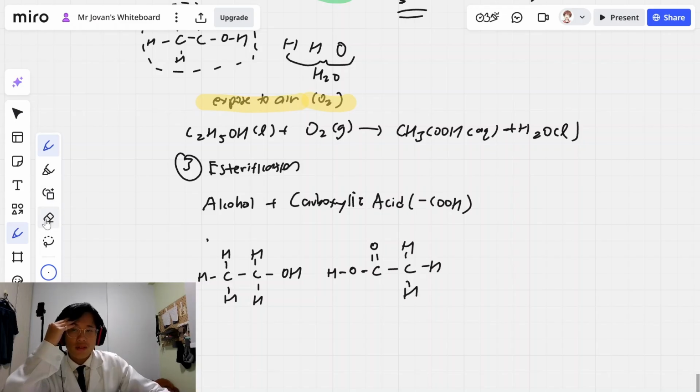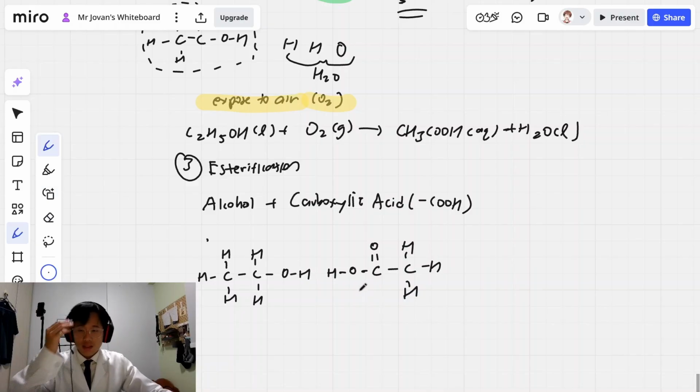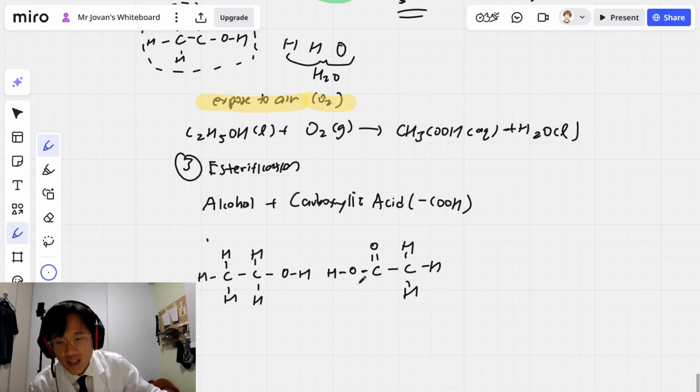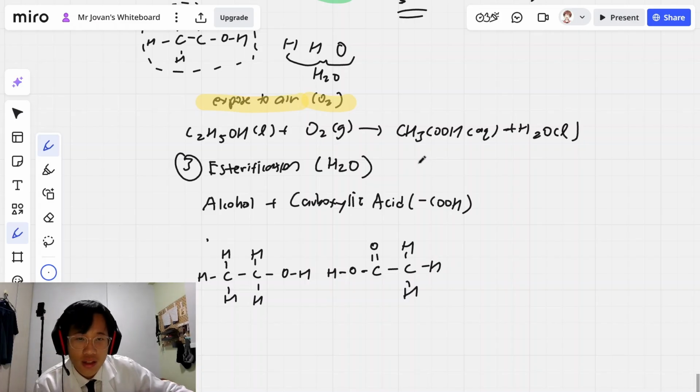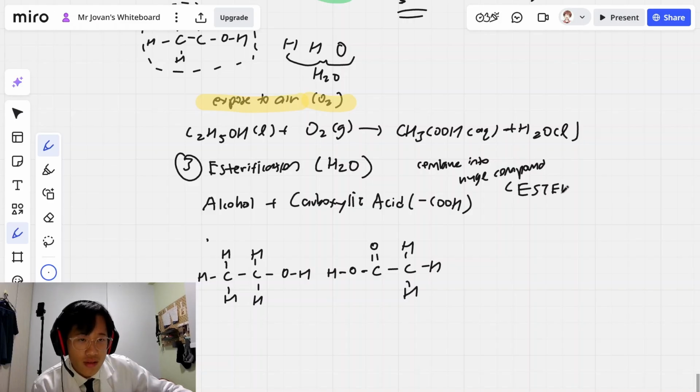Now, what happens during esterification? Here's what's going to happen. During this esterification, I want you to note that one of the products is water. Esterification means to combine these two into one huge compound. I'm going to write a note here: combine into huge compound. These compounds are called esters. That's why it's esterification.